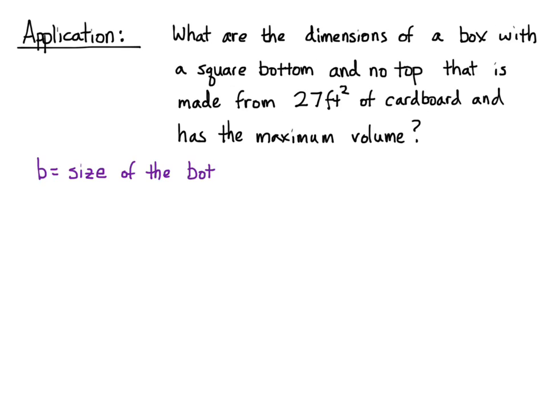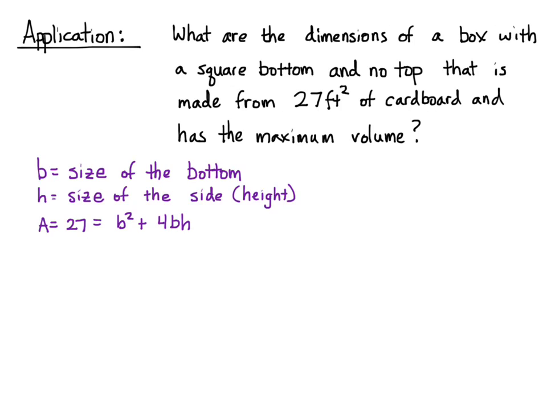Okay, so I'm going to define B as the size of the bottom, that's the length, and H is the size of the side. So with the B and H, we have both the height, and since it's a square bottom, we have B times B as the area of the bottom. So the area that we're going to use is 27, so that's going to be the bottom squared plus the 4 sides that are the bottom times the height.